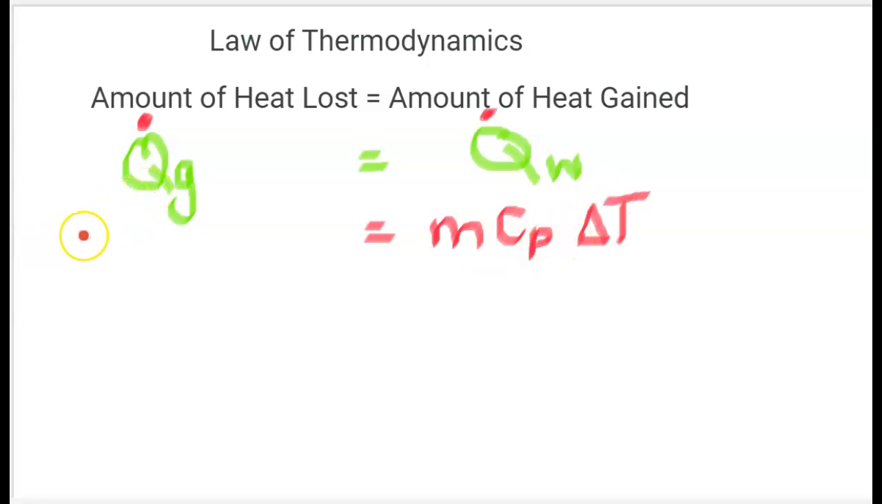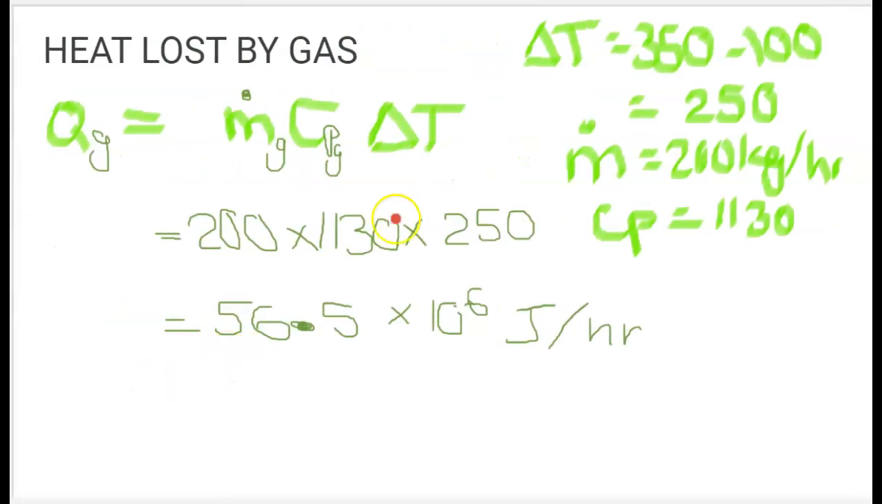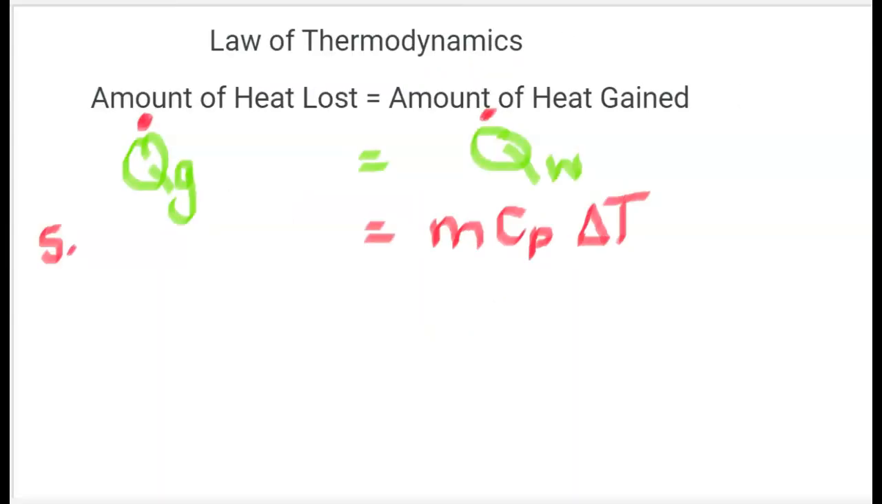The value for the lost heat, from the previous one, was 56.5, sorry, 56.5 times 10 to the 6. Now remember, this is per hour, because this is a mass flow rate per hour. That's the value I got.